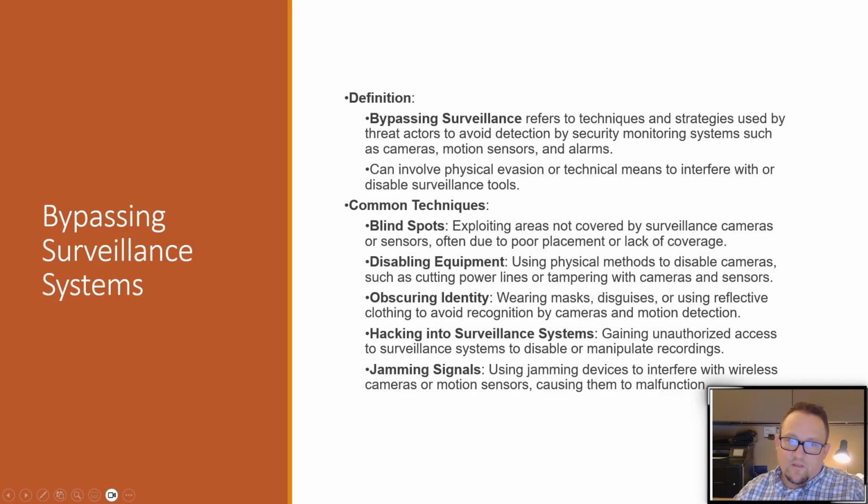Of course, the bad guys want to bypass surveillance systems, so they need to find techniques to avoid detection. They need to figure out a way to get around our monitoring systems. There are a whole bunch of different ways of doing it. As I said, we could talk about physical evasion or technical. Physical evasion, like on a security camera, could be looking for blind spots. That means they're looking for areas where the cameras are not covering, and those normally occur due to poor camera placement, because we need to move them to a proper placement.